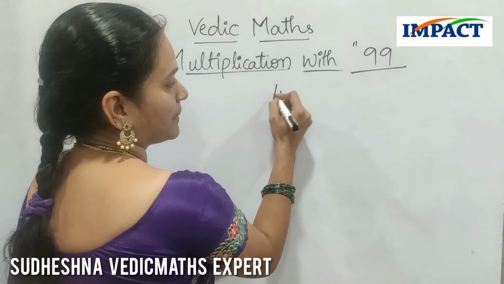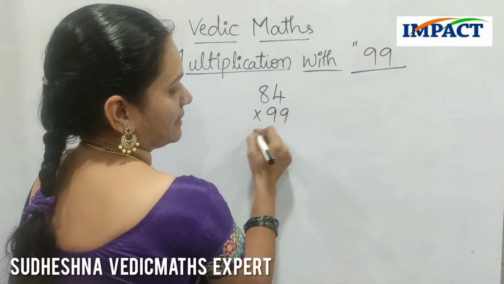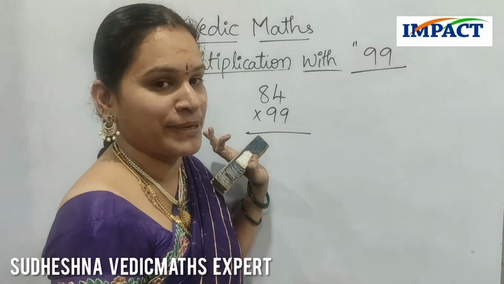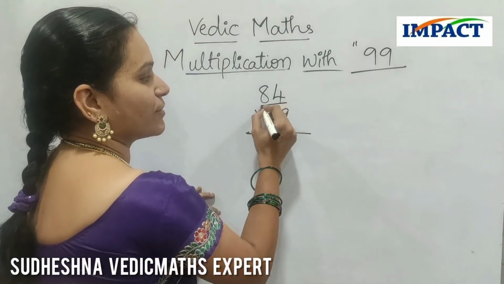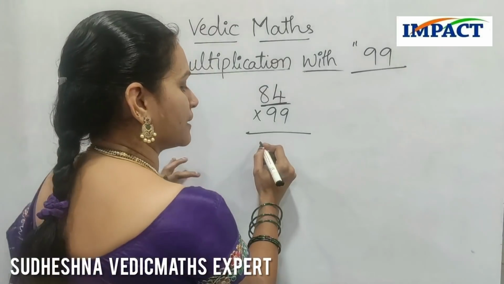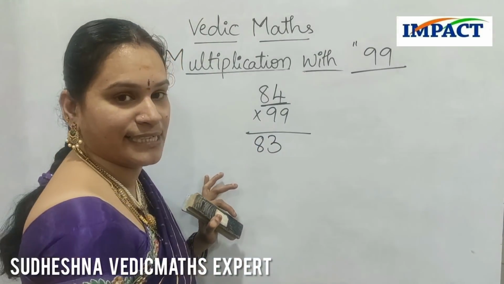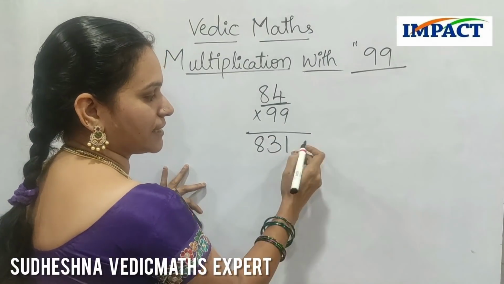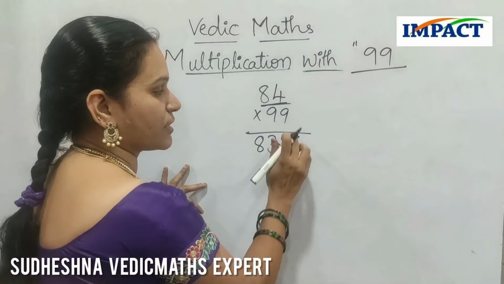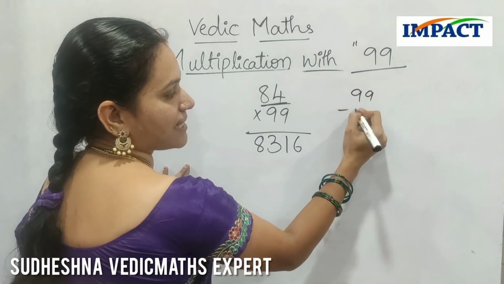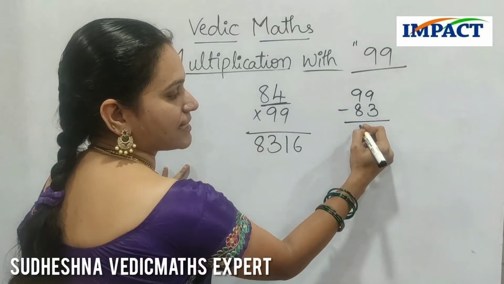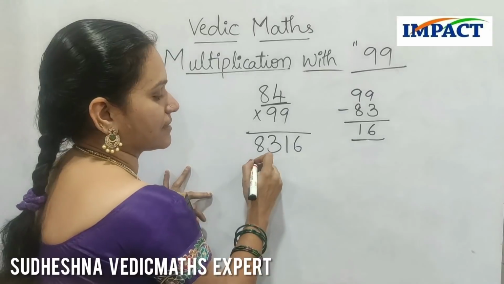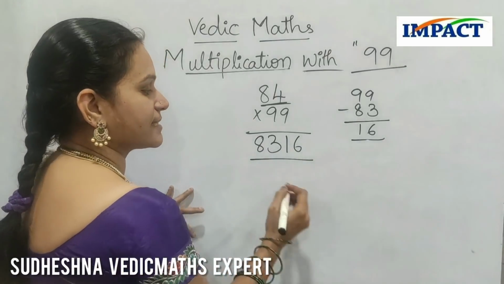Now I am taking a number 84 into 99. Right, what will you think? Ammo, the 99 table is very hard for me to do. But I will make it very simple now. See, what is the question here? 84. Write the before number for 84. That is 83. Right? 9 minus 8 is 1. Now what I am doing here is subtracting this before number from 99. That is 99 minus 83. What is the answer that we are going to get? 16. This 16 I am writing here. So the answer is 83 16.